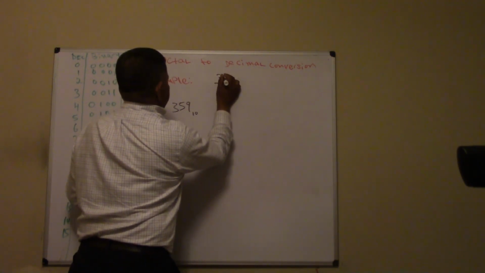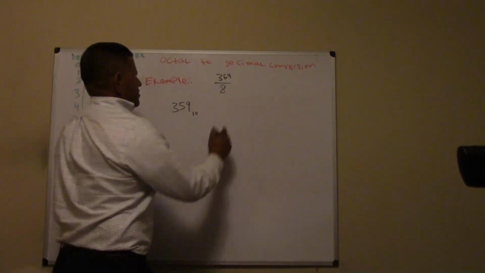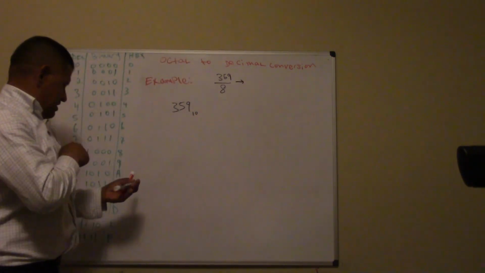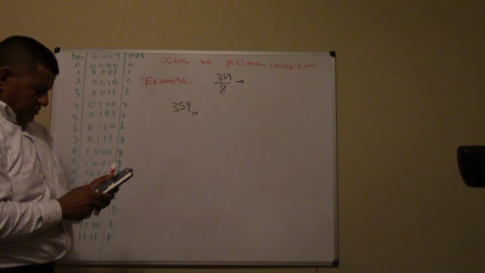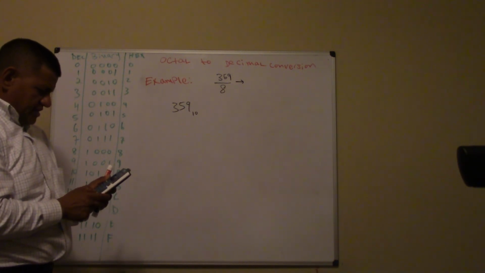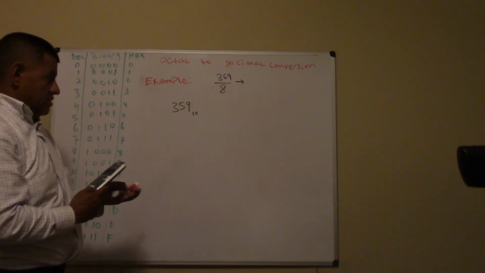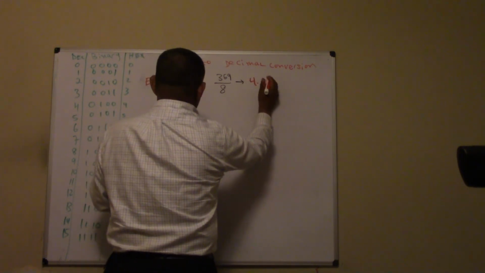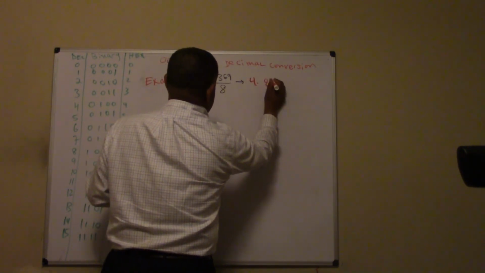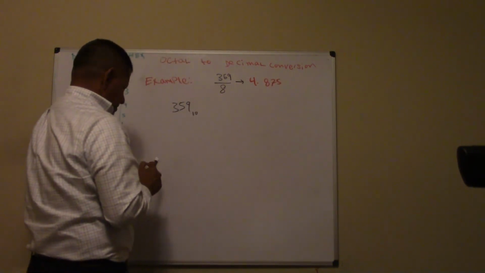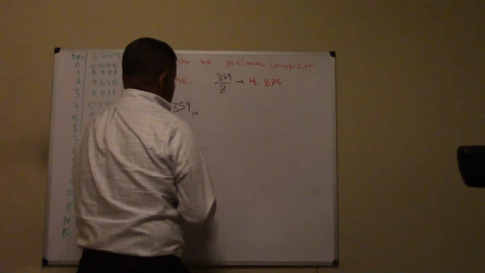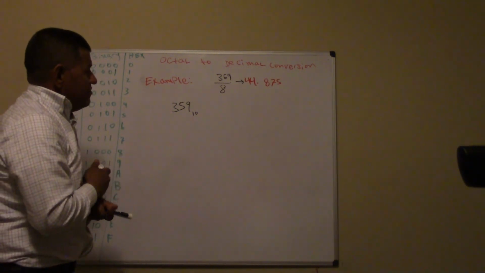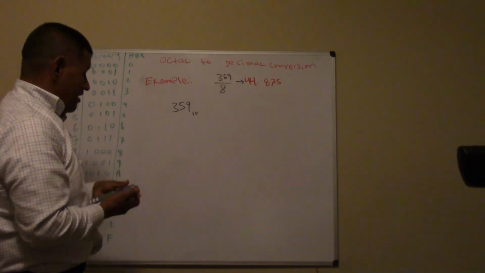So 359 divided by 8 is going to be equal to about 44.875.